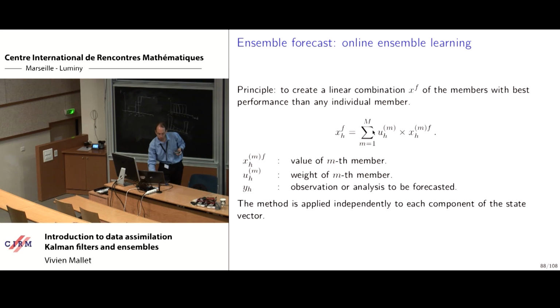And the job is to find the weights at every time H to apply to the different models in order to produce the best forecast XFH. Okay, and we have some verification or observation, or it could be an analysis out of data assimilation after the fact using the observations, which is YH here, and we want XFH to be as close as possible to YH. So we'll try to find the best weights for that.